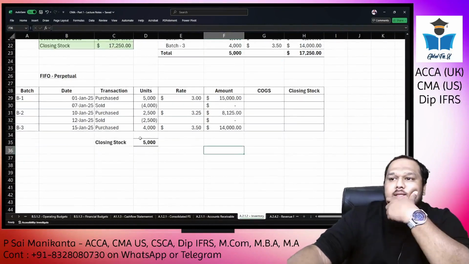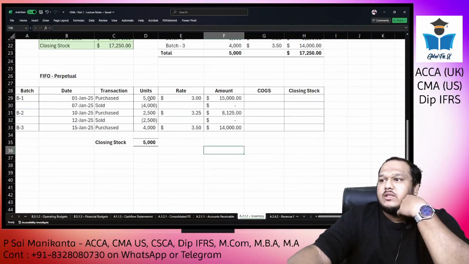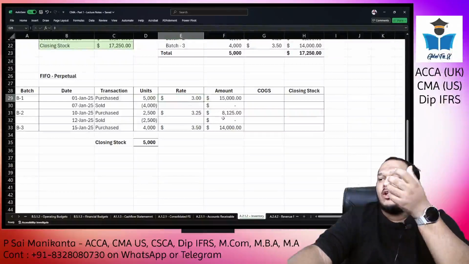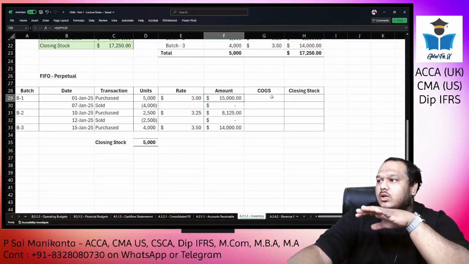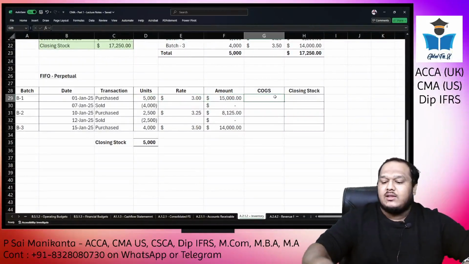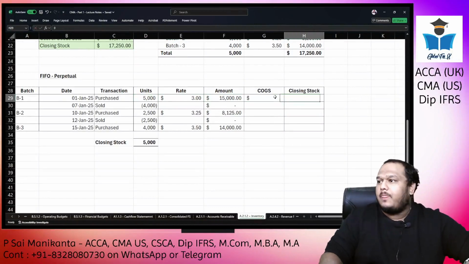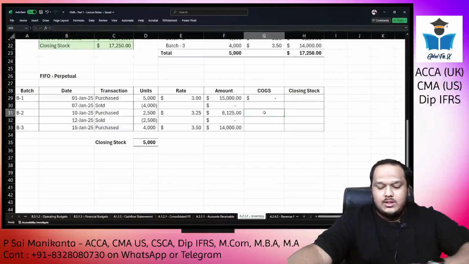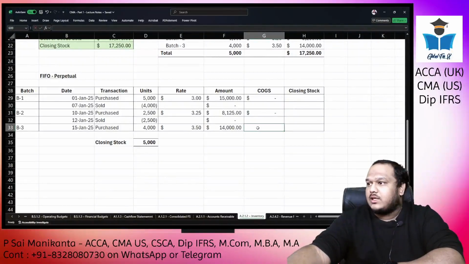So now let's start with the first one. We purchased 5,000 units at $3 each, so 15,000 is the total. At this time we are not selling anything, so COGS will be 0. It's just a purchase transaction. This is not a sales transaction, so COGS will be 0 for all purchase transactions.